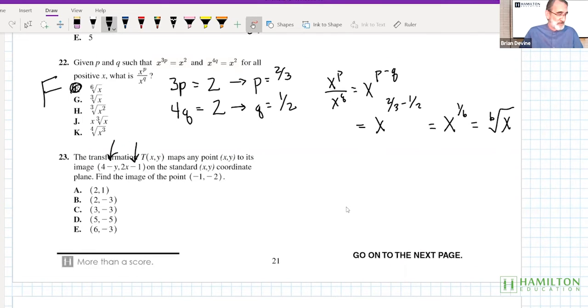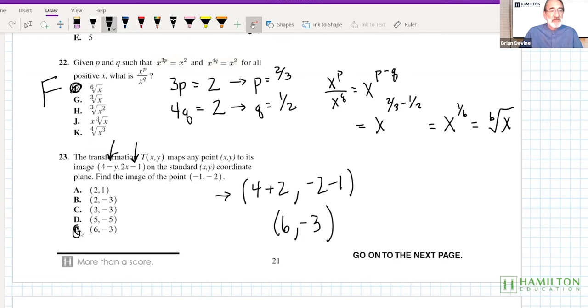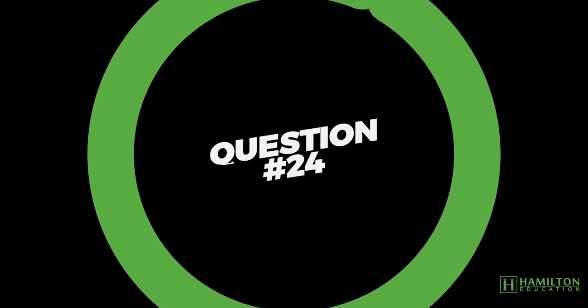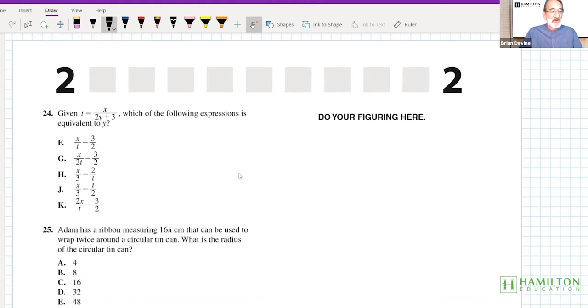For number 23, the transformation t takes a point xy and takes it to 4 minus y, 2x minus 1. Find the image of the point -1, 2. Well, that must go to 4 minus y, which would be 4 minus 2, and 2 times -1 minus 1. Or 2, -3, which is E.